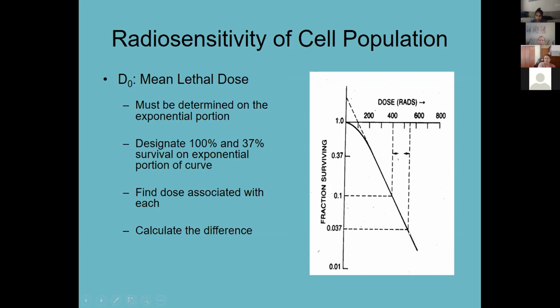So here's what you have to do. You have to designate a 100% and a 37% on the exponential portion of the curve. You find the dose associated with each, and then you subtract to get the difference. And the difference is D sub 0. So everybody get graph number 4.